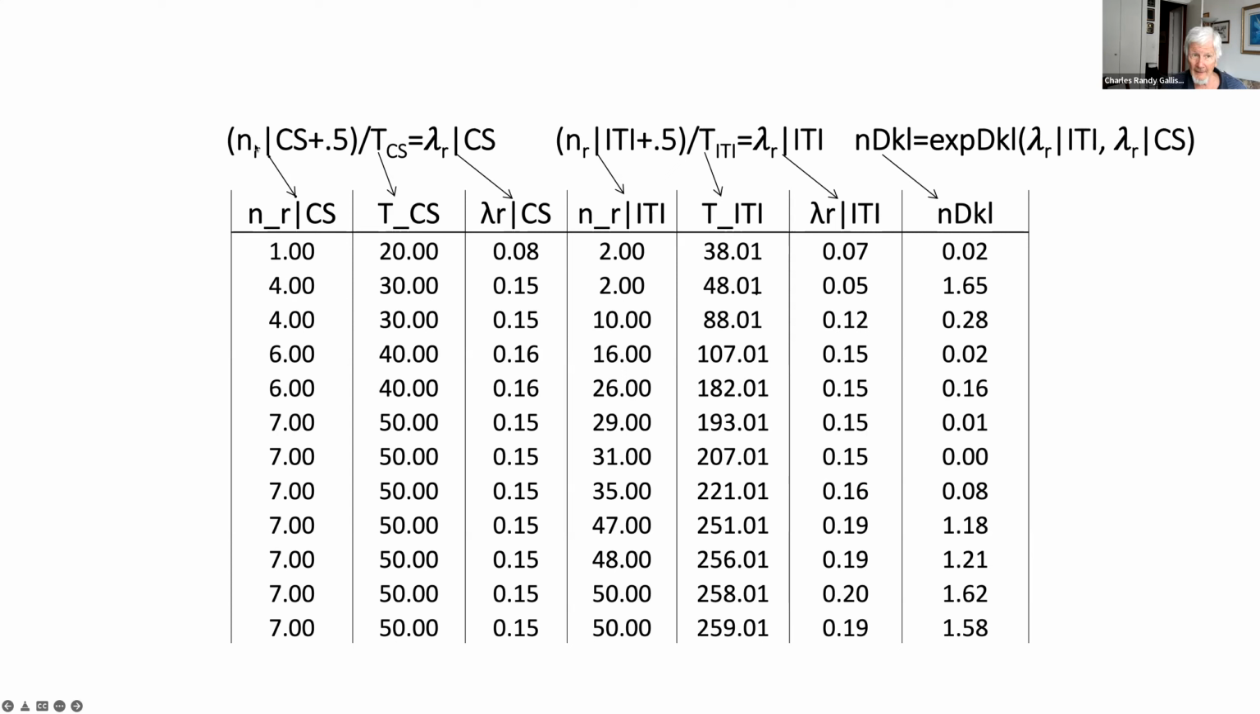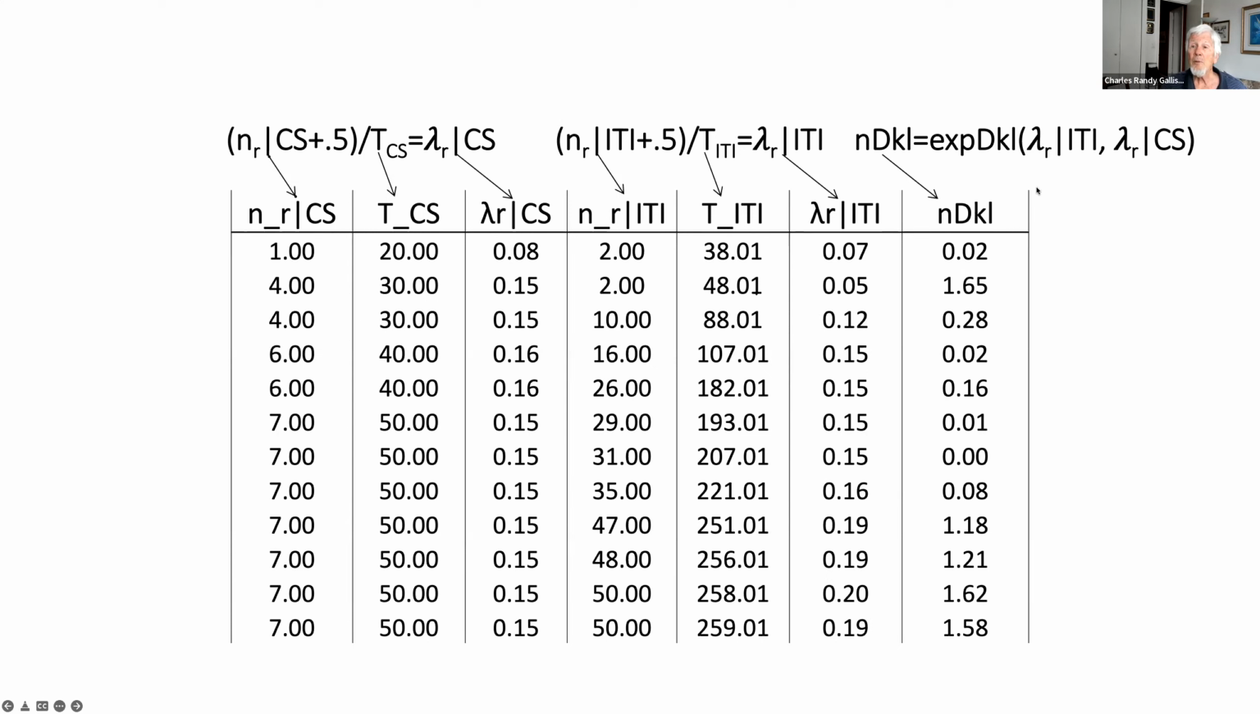And so you divide the number of responses made during the CS plus 0.5 by the cumulative duration of the CS. That's your Bayesian estimate of the rate of responding during the CS, which is in this column. And similarly, you do exactly the same thing for the ITI. So how many responses has the animal made during the ITI? What's the cumulative duration of the ITI? This is in seconds. And then you add 0.5, divide by the duration, you get the rate.